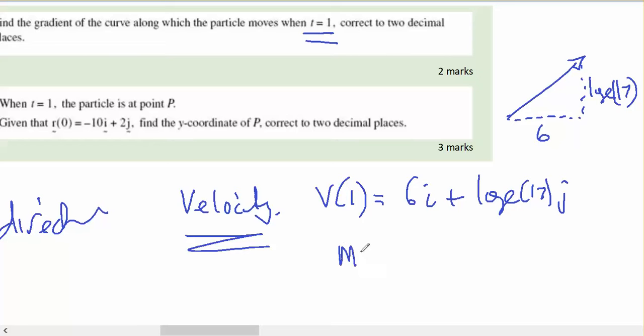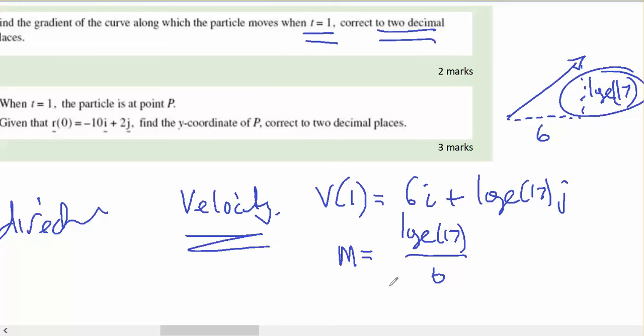Therefore, the gradient is going to be the y component or the j component, log base e of 17, all over 6, and I'm going to find that to two decimal places, and that's going to equal on my calculator 0.4772. Therefore, the gradient equals 0.47.